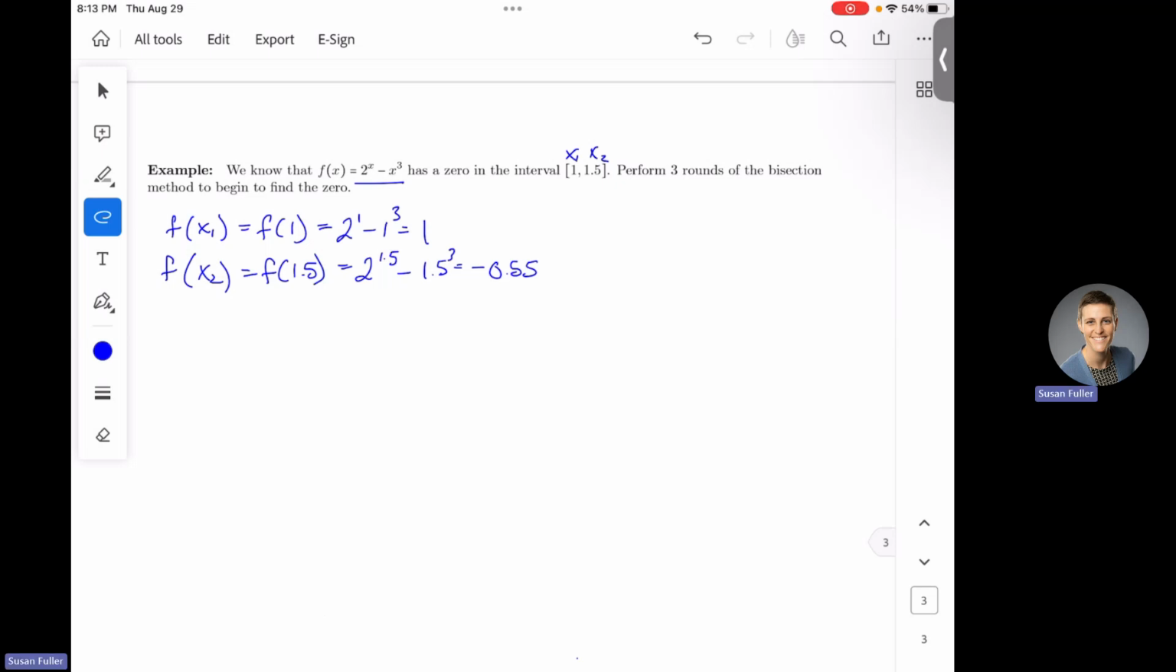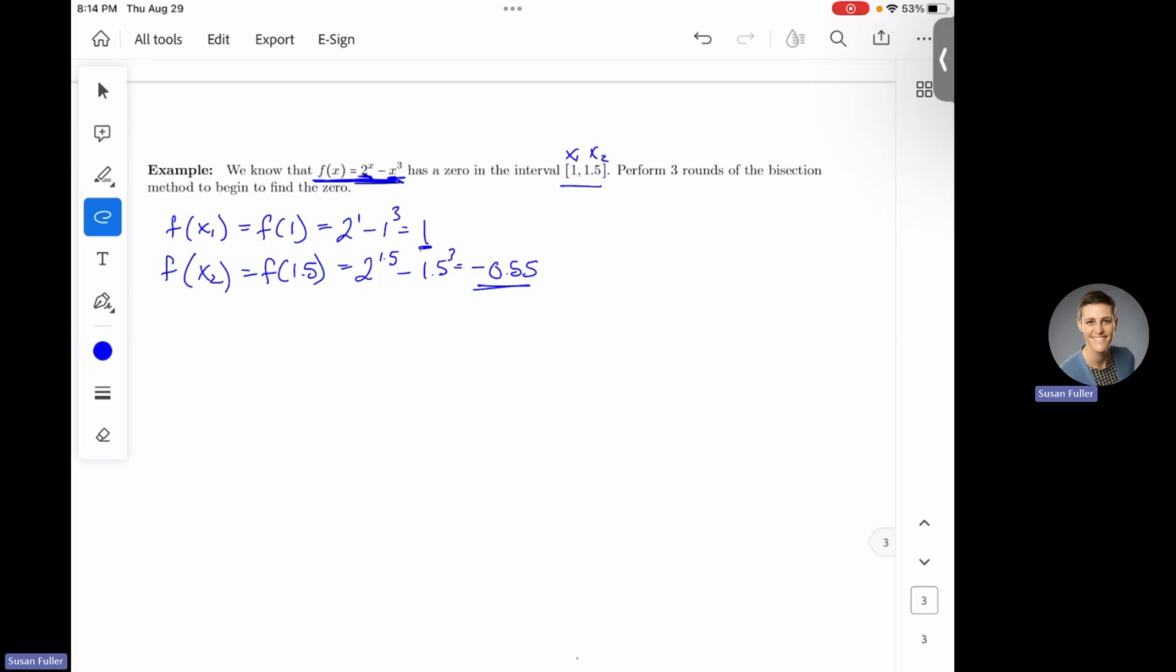Okay, so notice that our function f of x is continuous because 2 to the x is exponential, so it's continuous everywhere. X to the third is a polynomial, it's continuous everywhere. So this entire function is continuous everywhere, therefore it's continuous on our closed interval. And one endpoint has a positive y value, and the other endpoint has a negative y value. That means 0 has to be in here somewhere.